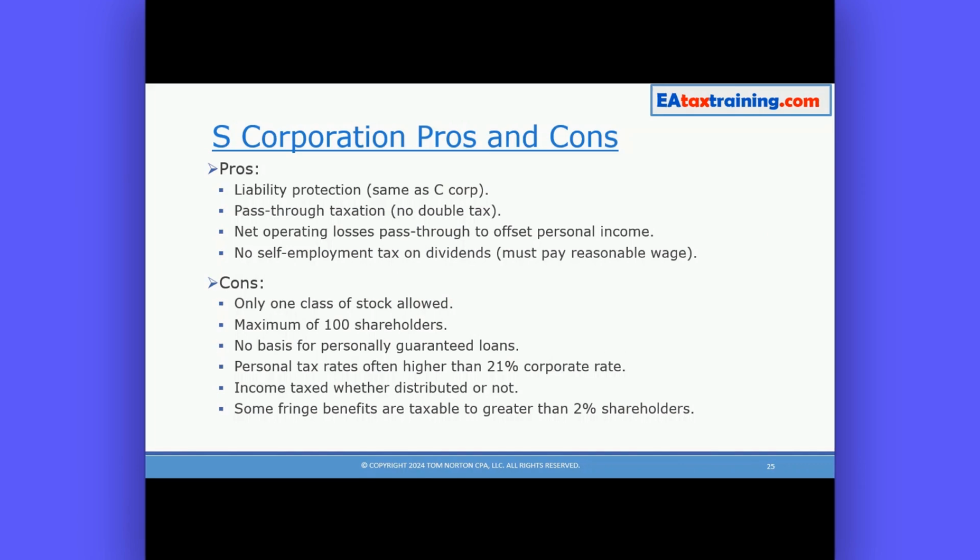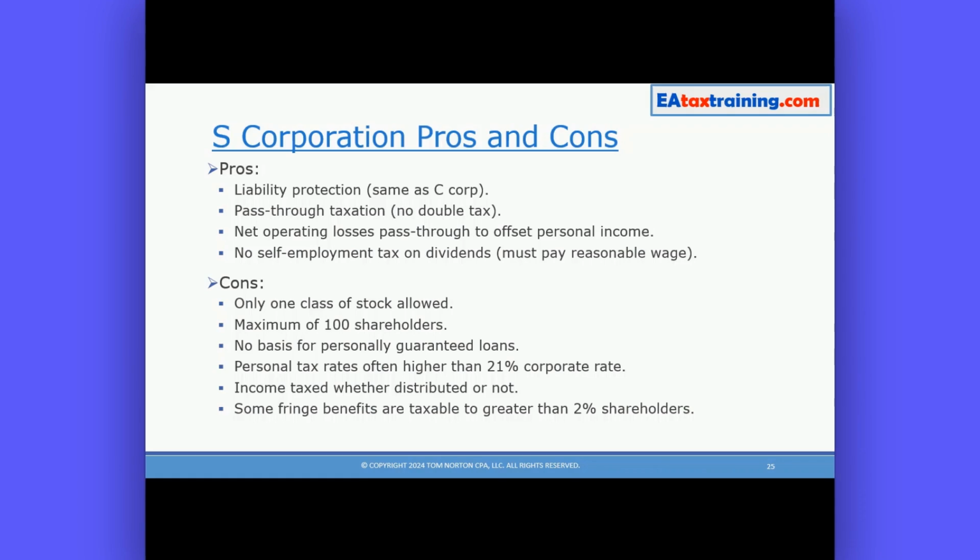Now, let's say you have a small S corporation, you do have to pay the owners who are working in the business a reasonable wage. You can't just say, well, we're going to give you all dividends and not pay any type of Social Security and Medicare tax. You have to pay a reasonable wage. But any dividends that you do give above and beyond the wages are not subject to the self-employment tax.